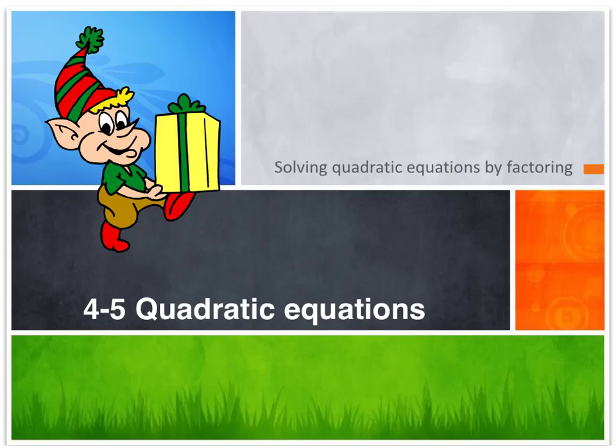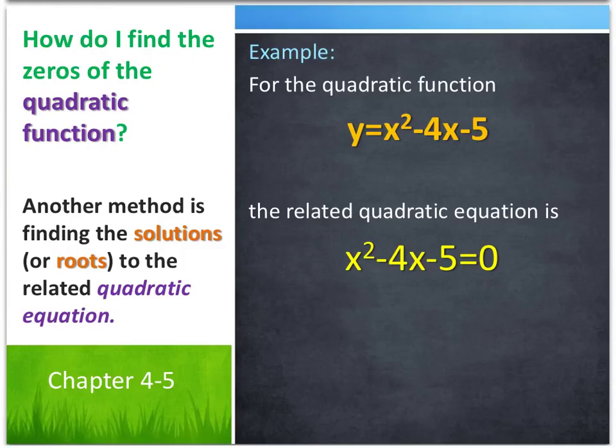So we looked at how to solve a quadratic function and find the zeros by graphing, and now we're going to solve by factoring. So we looked at how to solve by graphing, and whenever we graphed, we looked at where our parabola crossed the x-axis. And at those points, those were our zeros, right? Well, another method is to look at the related quadratic equation, okay?